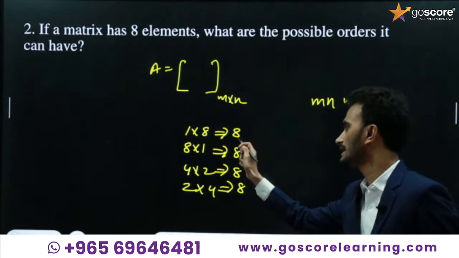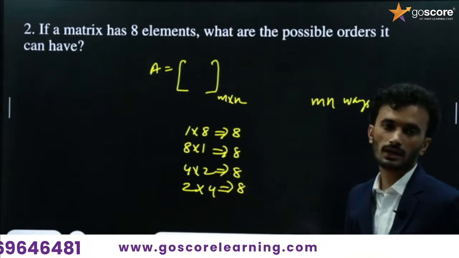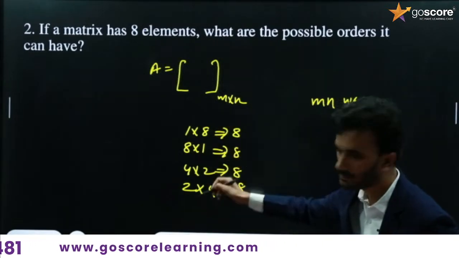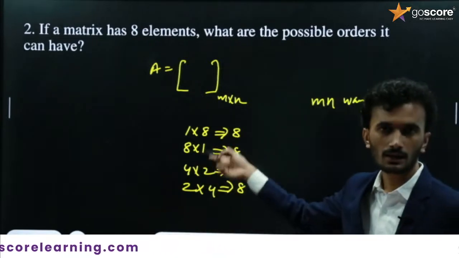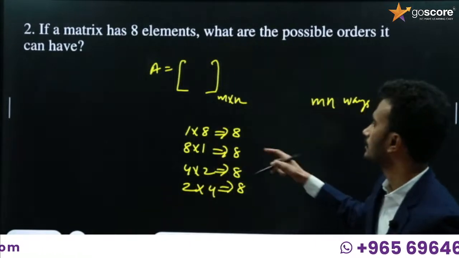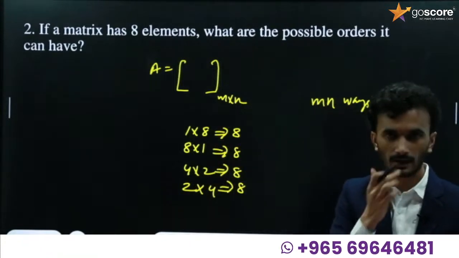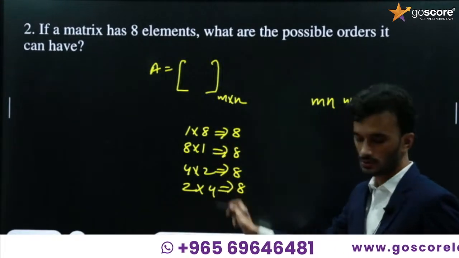1 is multiplied with 8, 8, 1. 4 into 2, 8. 2 into 4, 8. This is simply the product, not that order. So first I am taking the product. So what are the ordered pairs? 1, 8, 8, 1, 4, 2, 2, 4.